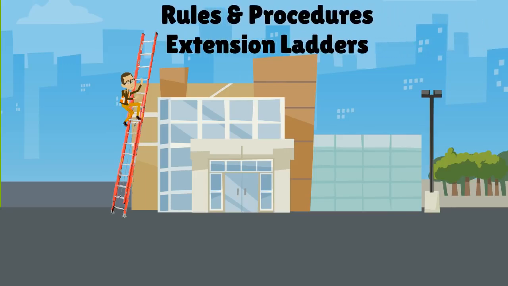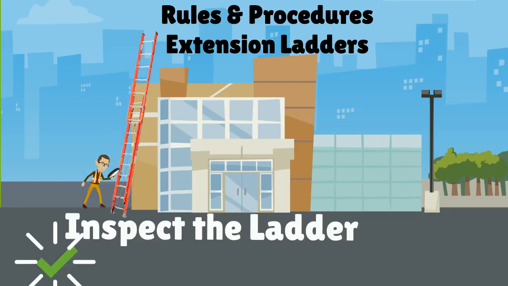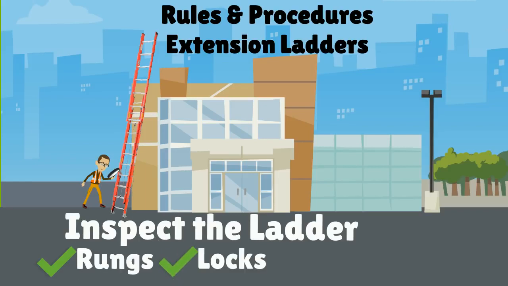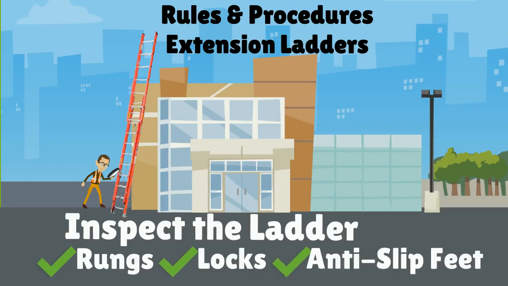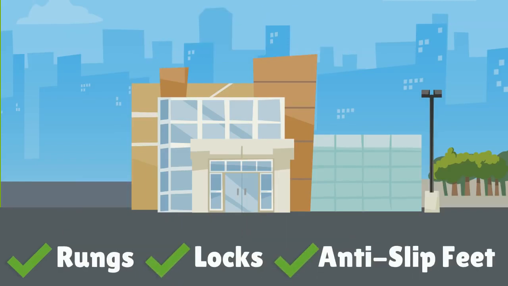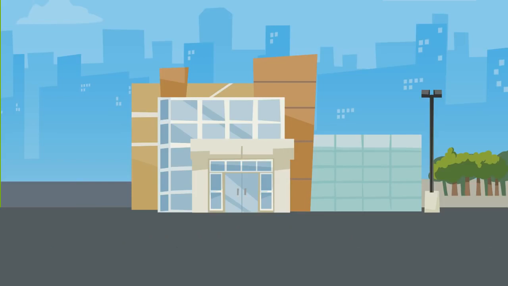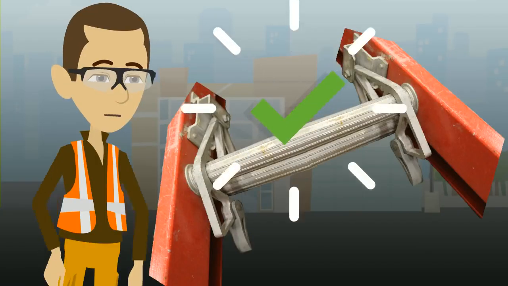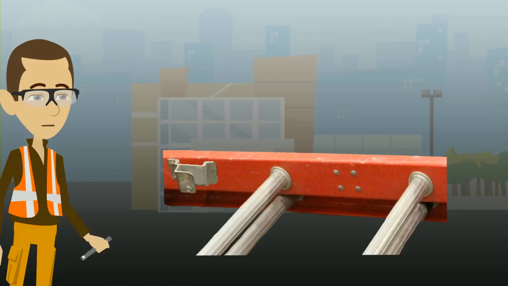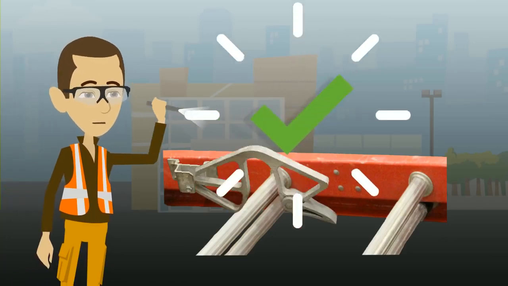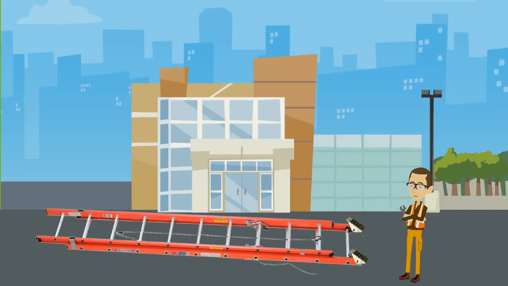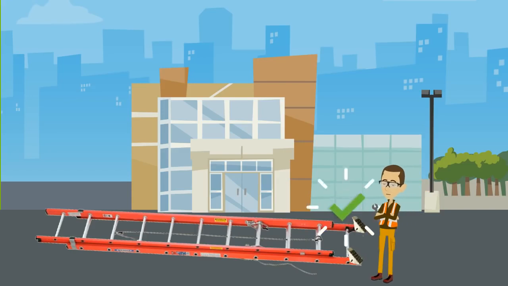Let's look at the rules and procedures that should be followed when using extension ladders. Before each use, inspect the ladder. Ask yourself these questions as you inspect the ladder. Are the rungs in good condition? Do the ladder locks function correctly? Does the ladder have anti-slip feet? And, if so, are they in good condition?